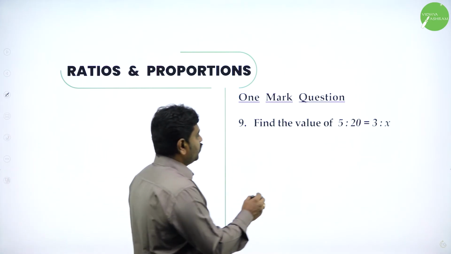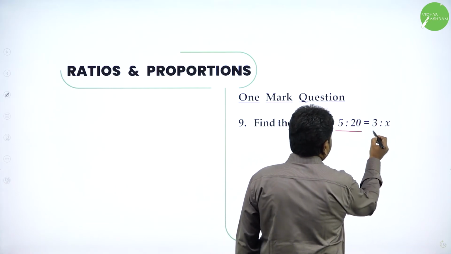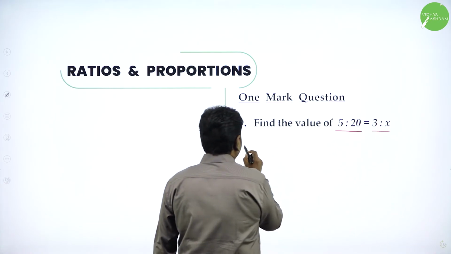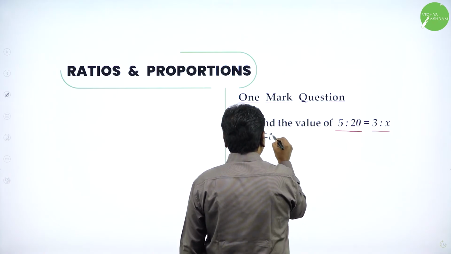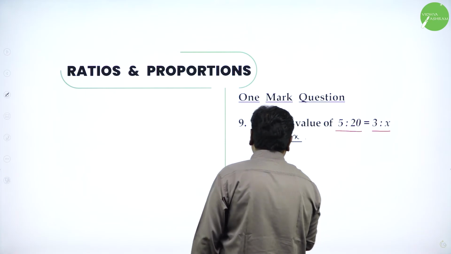Next, find the value of x. So 5 is to 20 is equal to 3 is to x. Now what do we need to do? Find x. Our task is to find the unknown, that is x.